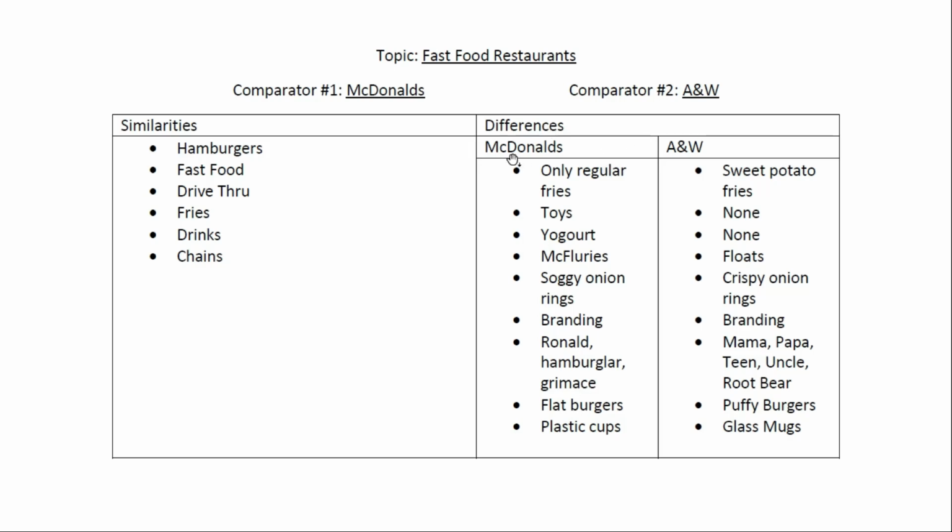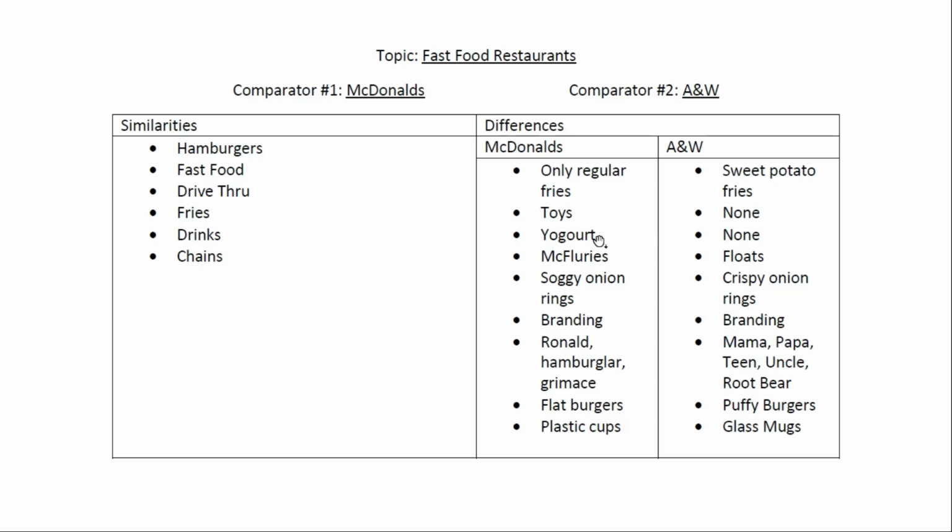Okay, let's look at differences. So with differences, I had to split up the section into two subsections, one for McDonald's and one for A&W. Because since they're different, you need to be able to show what those differences are. So we started with McDonald's, and we said, well, McDonald's only has regular French fries, whereas A&W has sweet potato fries. Furthermore, we said that McDonald's has toys as part of their Happy Meals, and unfortunately, when you go to A&W, you don't get a toy or a book or anything like that.